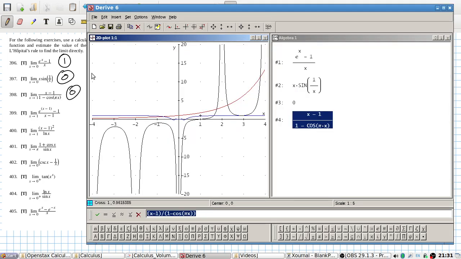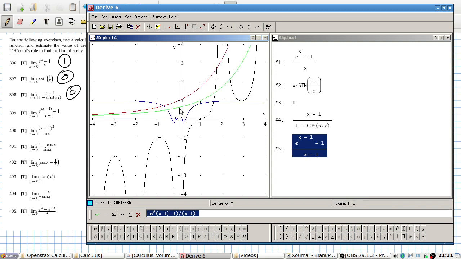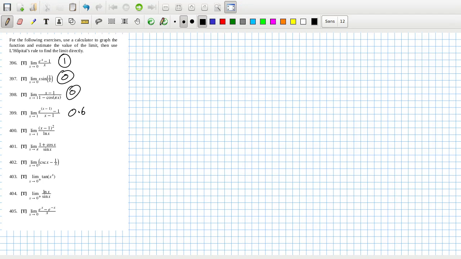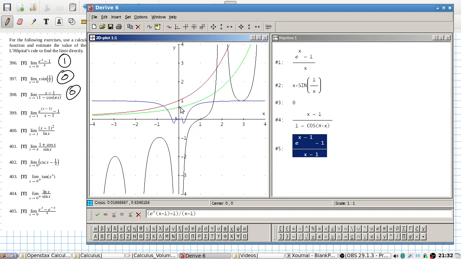Next, x to the x minus 1, over e^(x minus 1) minus 1. The graph is heading to 0.59, 0.6. What could that be? It's going to have an e involved in it. Possibly 1. No, 1 over e. I don't know. I'm going to say about 0.6, but I'm not sure what it's going to be. Oh, no, sorry, this is going towards 1. So that looks like a 1.